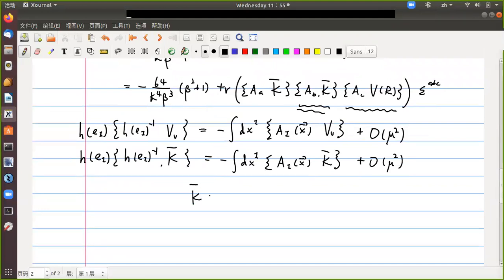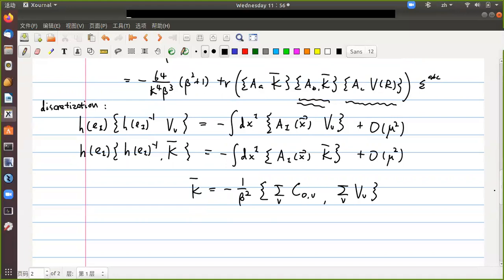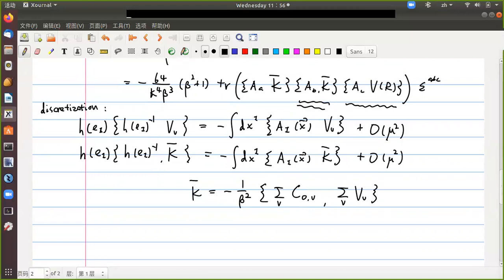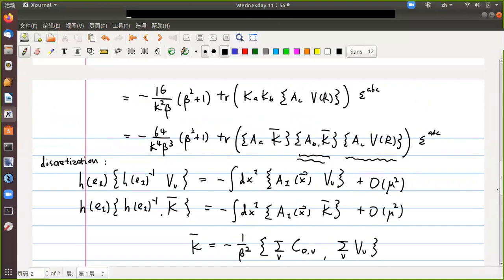Okay, and what is this K bar? K bar equals minus 1 over beta squared, commutator, sum over all the vertices of C_0^V, the discrete Euclidean Hamiltonian constraint, and also summing over all the vertices of the lattice, the volume, the total volume of the lattice. So this is what we do for discretization. These three formulas are the quantities we use. It is the discretized version of those building blocks in the trace. We just use them for the discretization, and all the other procedures are exactly the same as the Euclidean term, the discretization of the Euclidean Hamiltonian constraint.